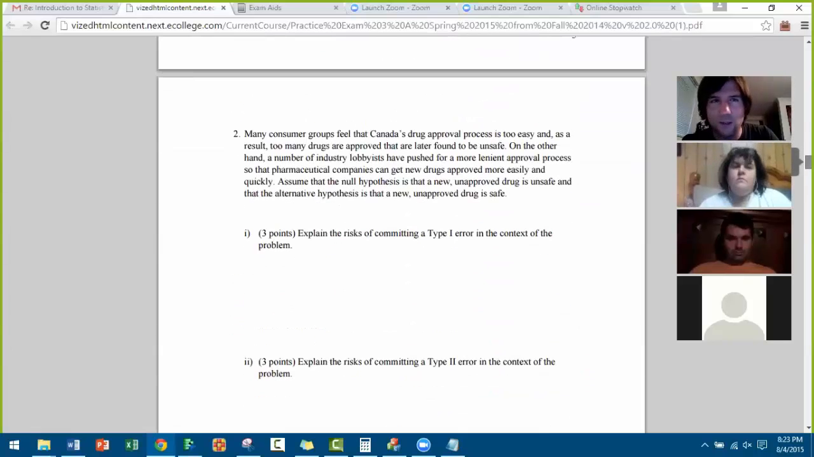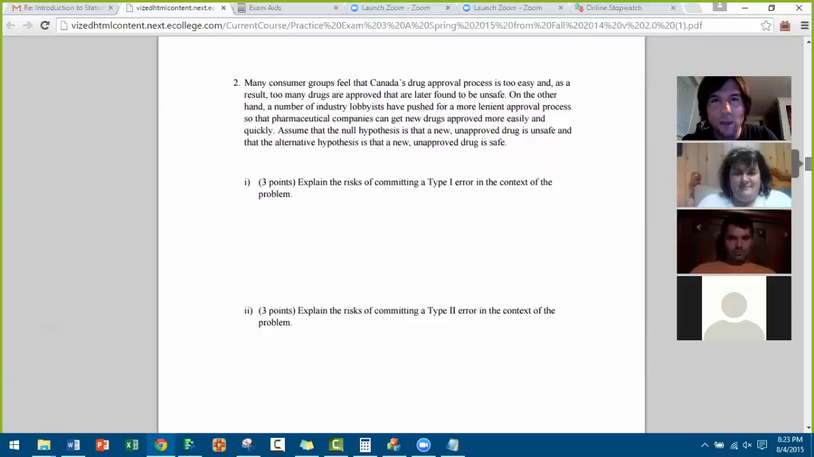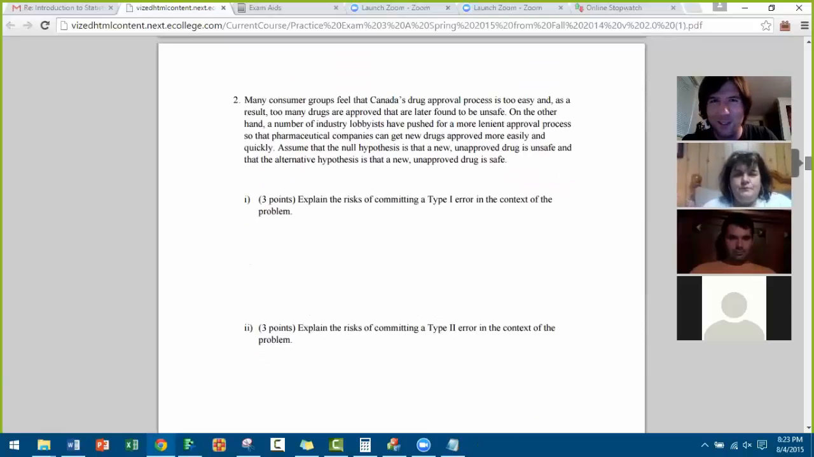Basis of all statistical testing. I like this one right here. Type 1, type 2 error is always fun.